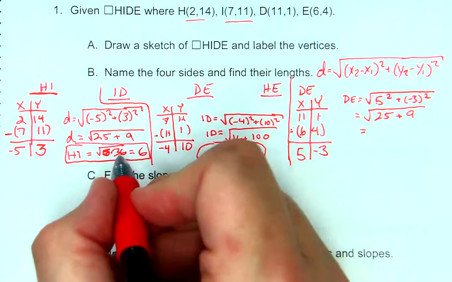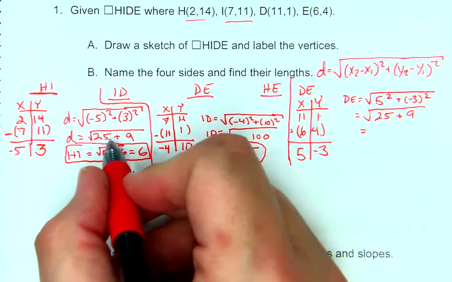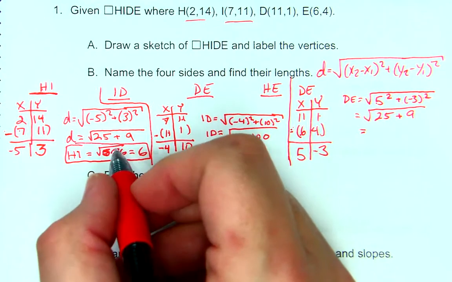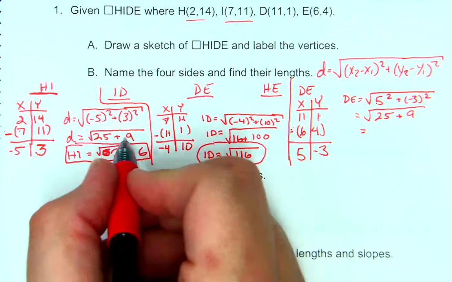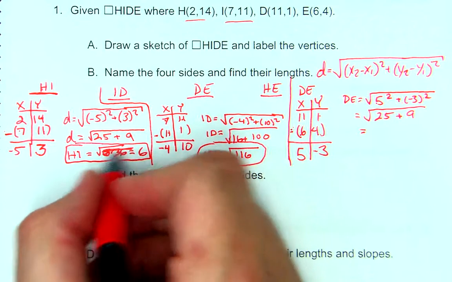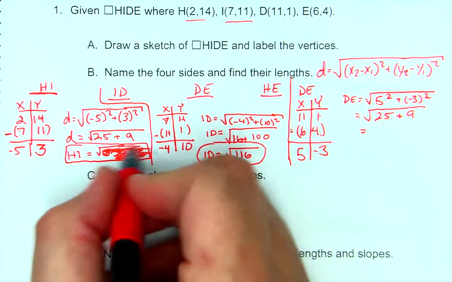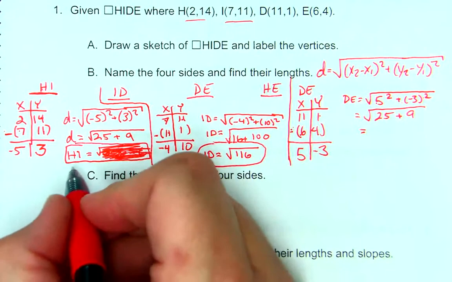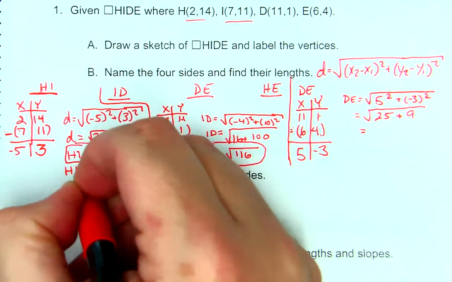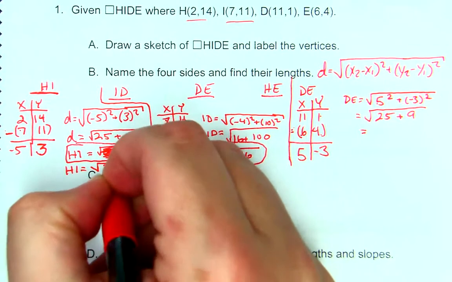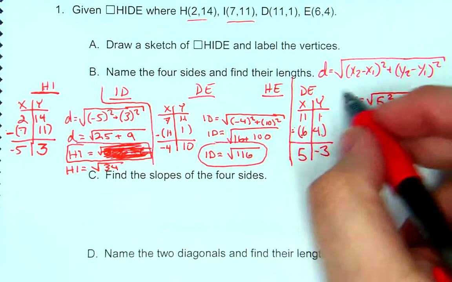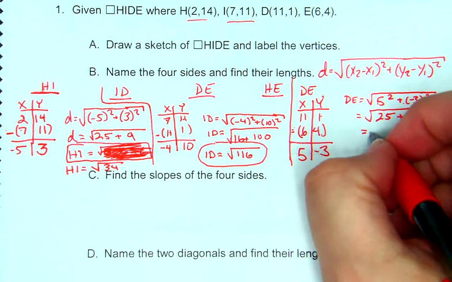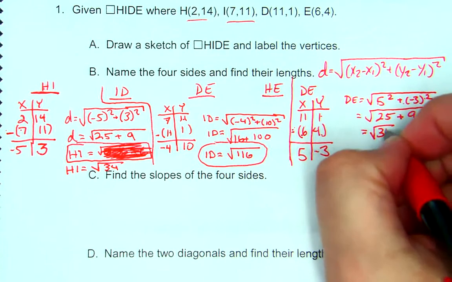Uh-oh, what's the problem here? What's 25 plus 9? 34. Oops. So DE is actually equal to the square root of 34. What is DE equal to? Square root of 34.